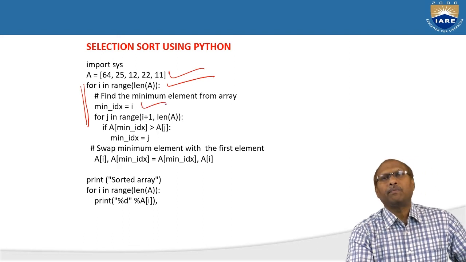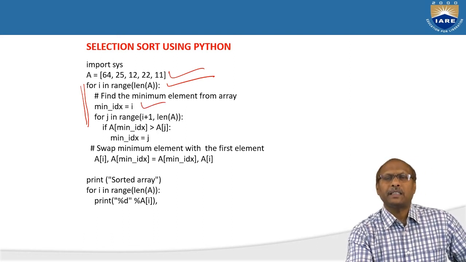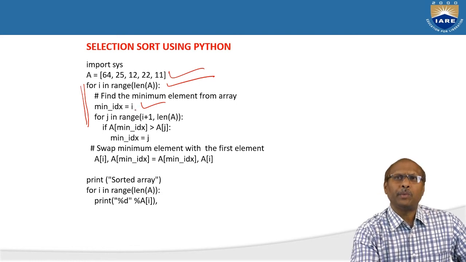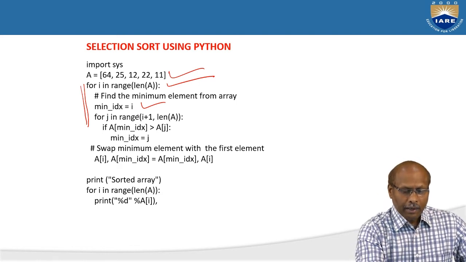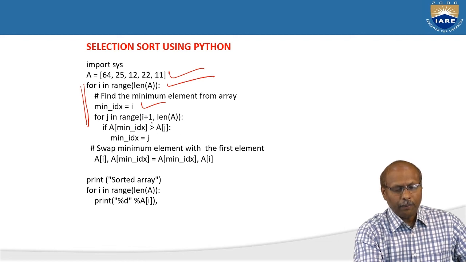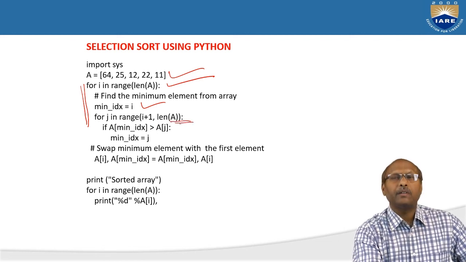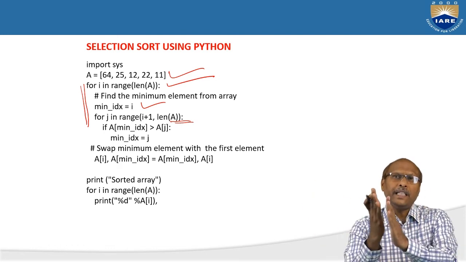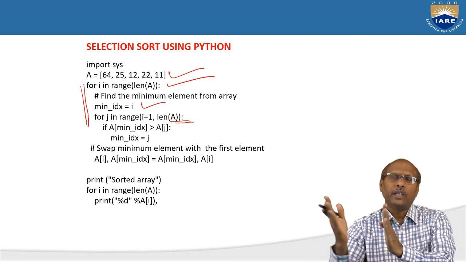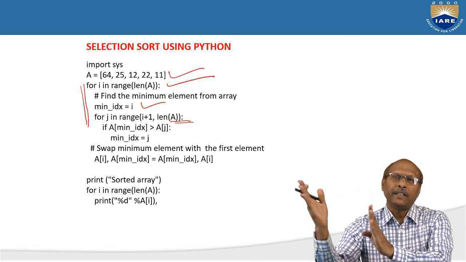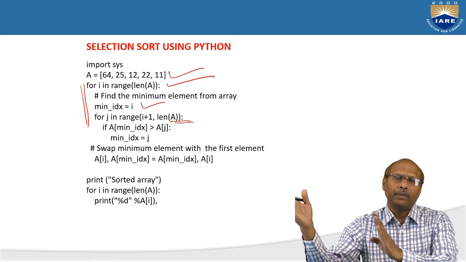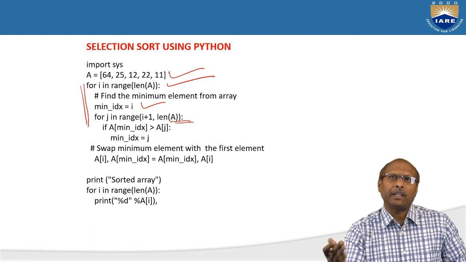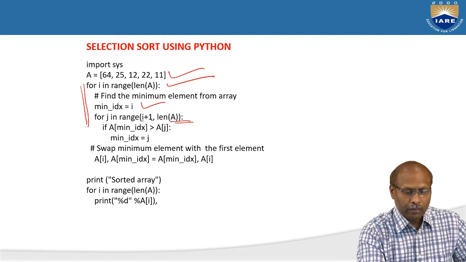Initially, I will remember the position from which position I will start, because in that position the data has to come. So minimum index is I. So ith position will be my starting index. Then I will start with the remaining elements, j in range of I plus 1 to length of a. That means if I is 0, then I will start from 1. If I is 1, then I will start with 2. If I is 2, start with 3. If I is 4, start with 5. If I is n, start with n plus 1. Like this, so j starts from I plus 1.